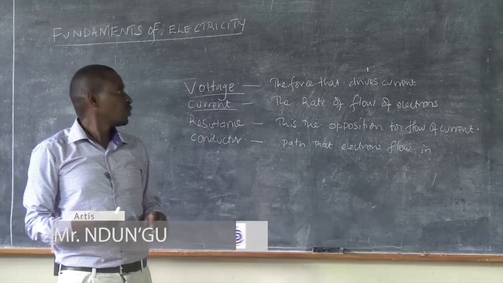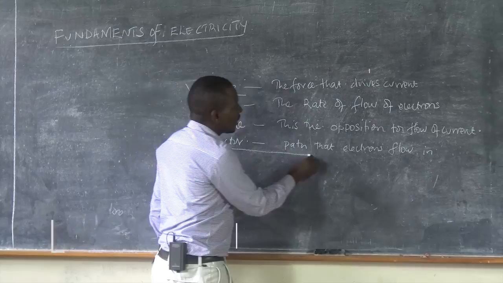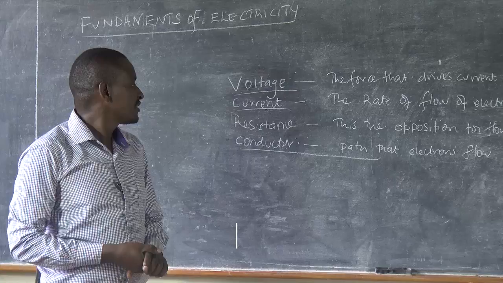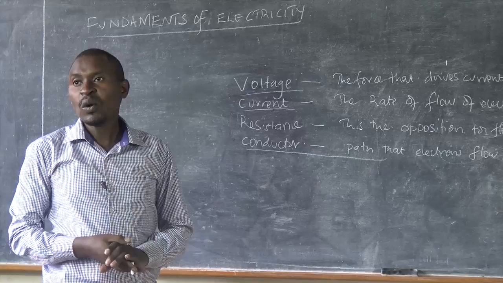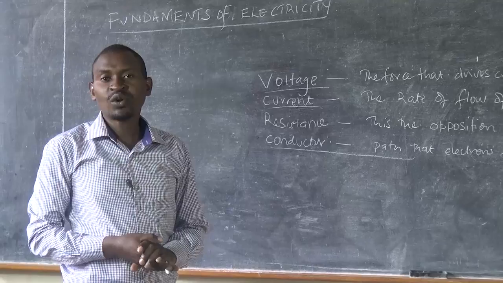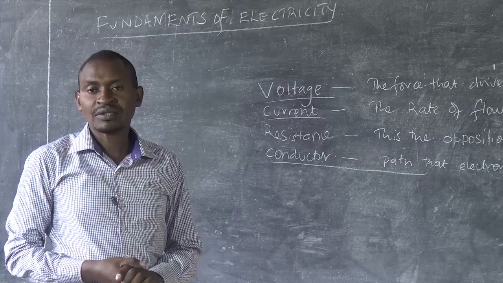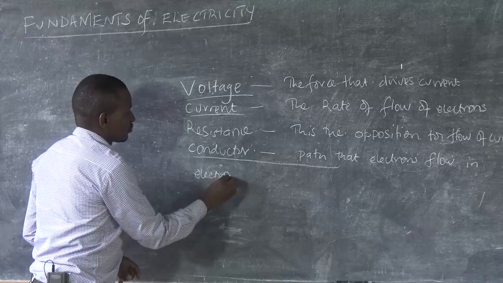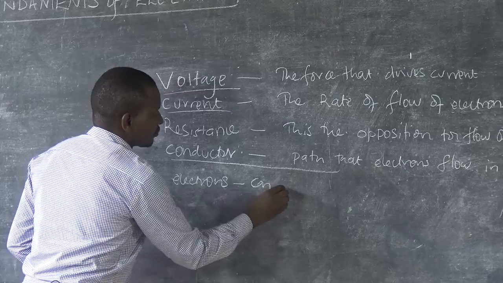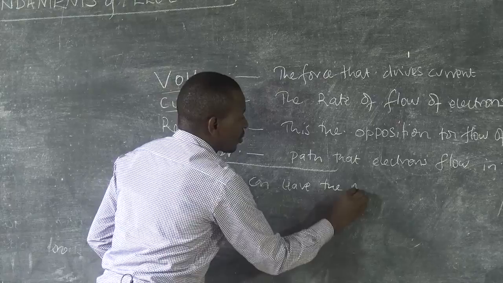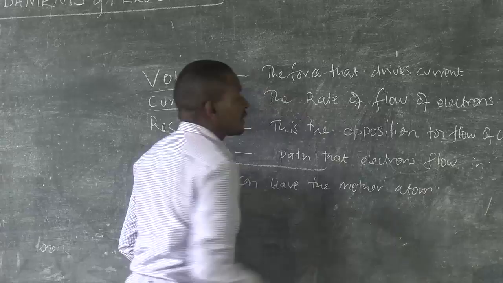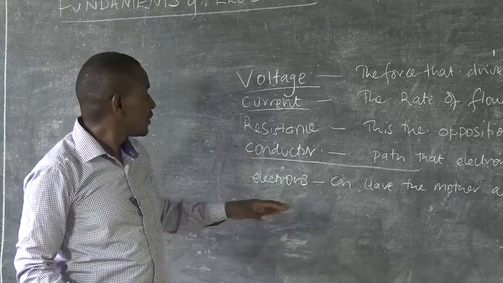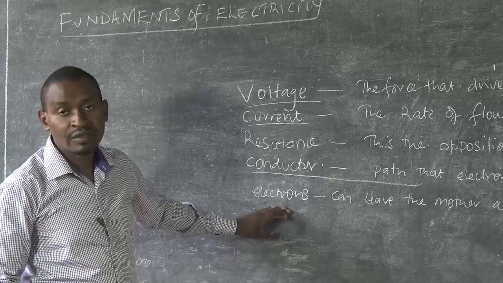Now, when it comes to conductors, this is a bit amazing, because a conductor is a medium that will allow electrons to flow. From our last topic, we have seen that all matter contains atoms, and in these atoms we have electrons. There are some materials whereby electrons can leave the mother atom, and when they leave the mother atom, they can flow. But there are other materials where it is not possible for the electrons to leave the mother atom.